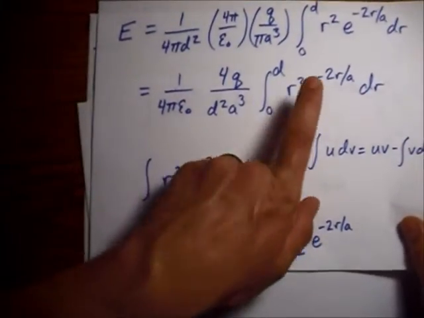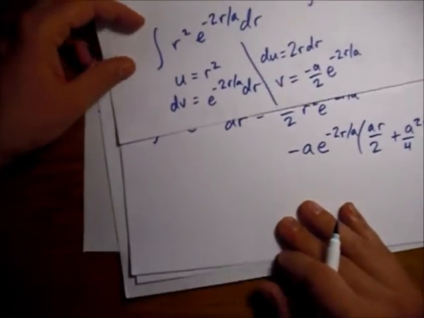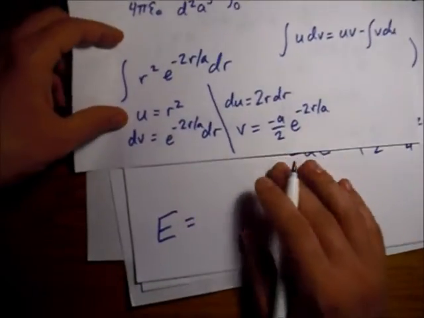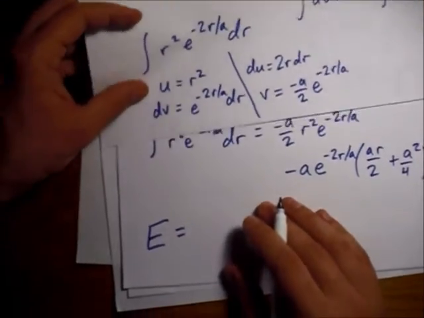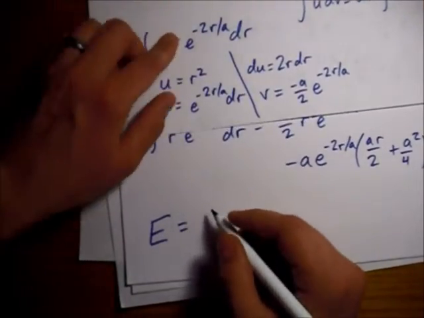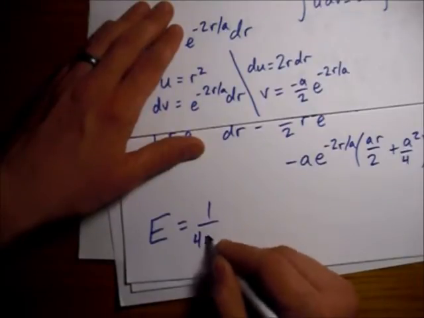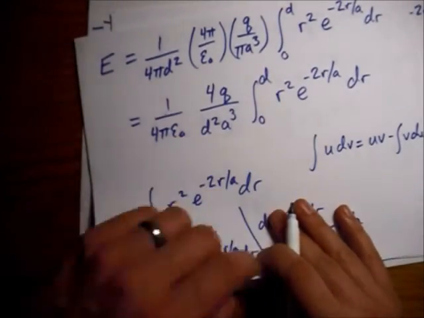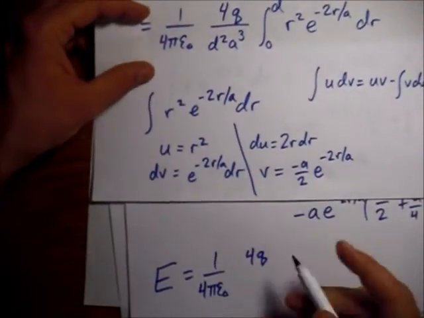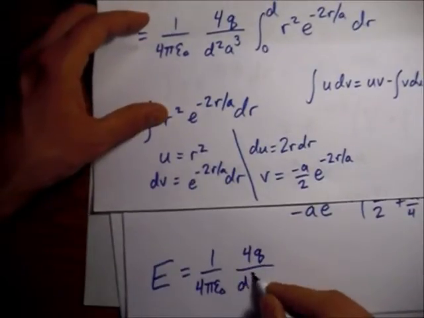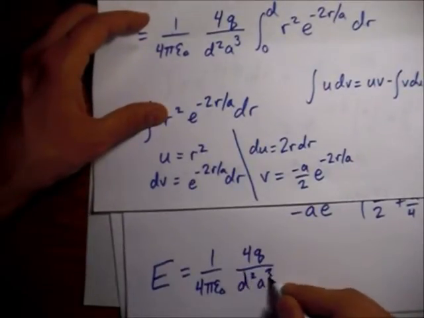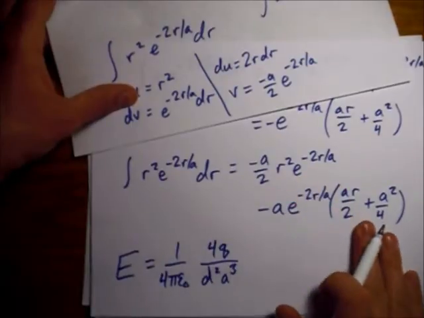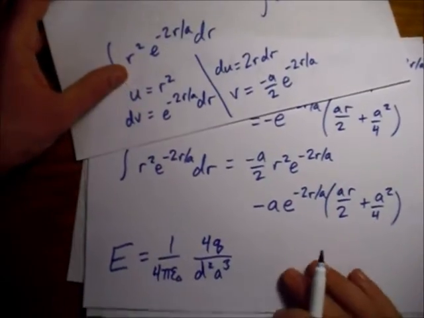All right, so now we are up to this stage right here, and that is what gets plugged in right here. So now we can write back to E. We'll just write 4 pi epsilon naught. We have a 4q, copying from up here, 4q over d squared a cubed. And then we have our integral that we just found right here, but it's evaluated from 0 to D.